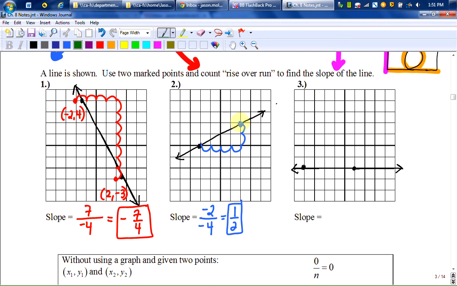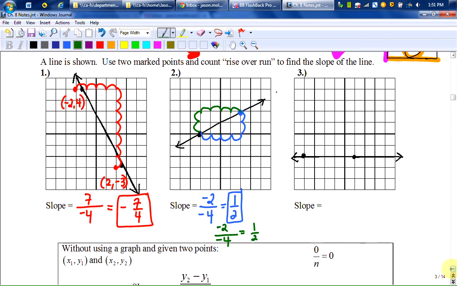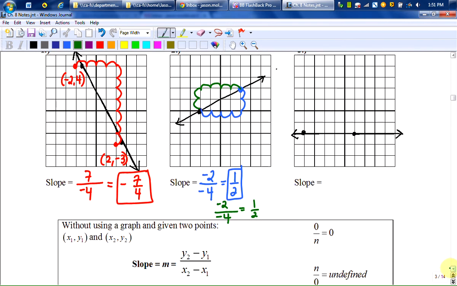Or I could go 1, 2, 3, 4, which was in the negative direction, and down 2, which turns out, of course, to be the same answer. I normally don't do this two times, but I'm just trying to illustrate that it doesn't matter which point you start with, you will get the same slope.